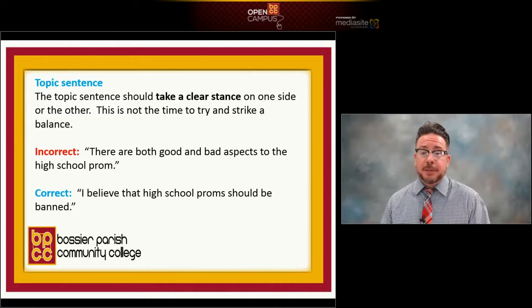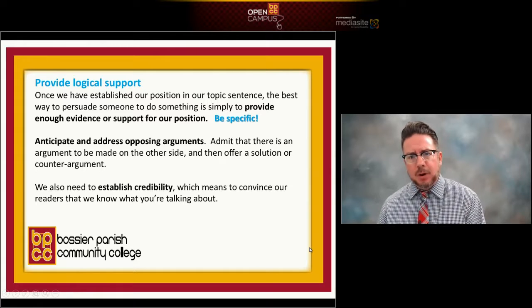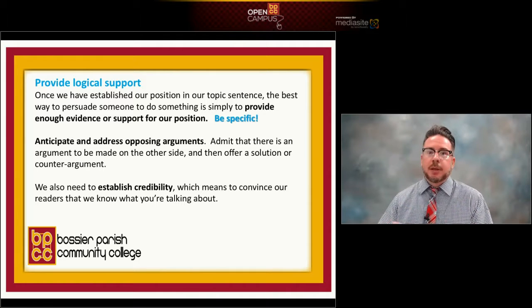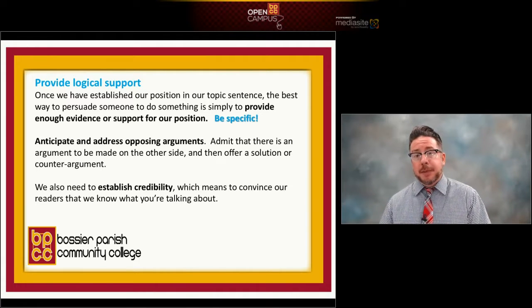Here's a correct topic sentence: I believe that high school prom should be banned. Well, that's a strong statement. You've taken a strong stand against the prom. And while you can acknowledge later in your paragraph that there may be good points, your goal is to convince someone that high school prom should be banned. So you're just going to take that stand.